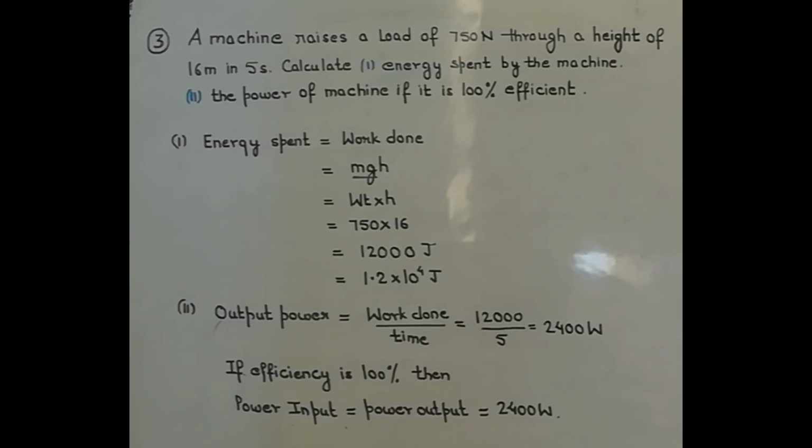Because whenever a machine is 100% efficient, then work input is equal to work output. In the same way, power input is equal to power output. So we have got the power of the machine is 2400 watt. So you can pause and note it down.